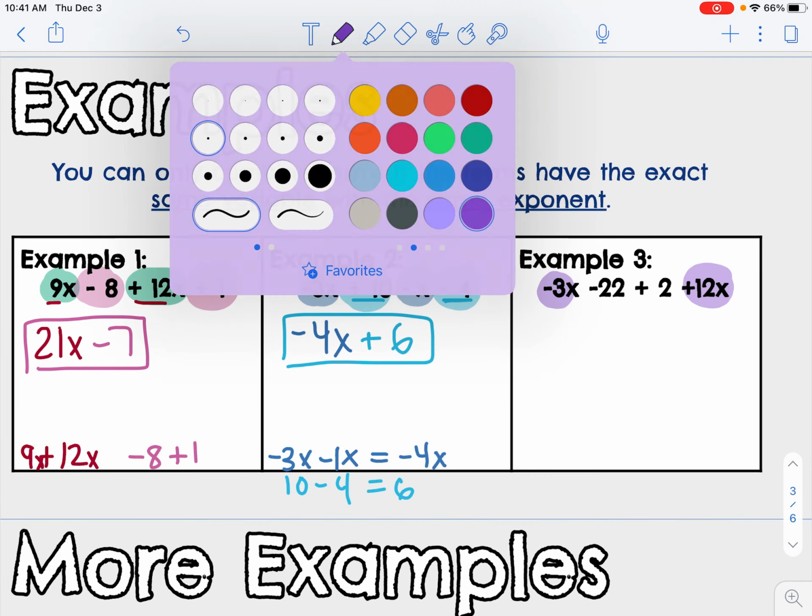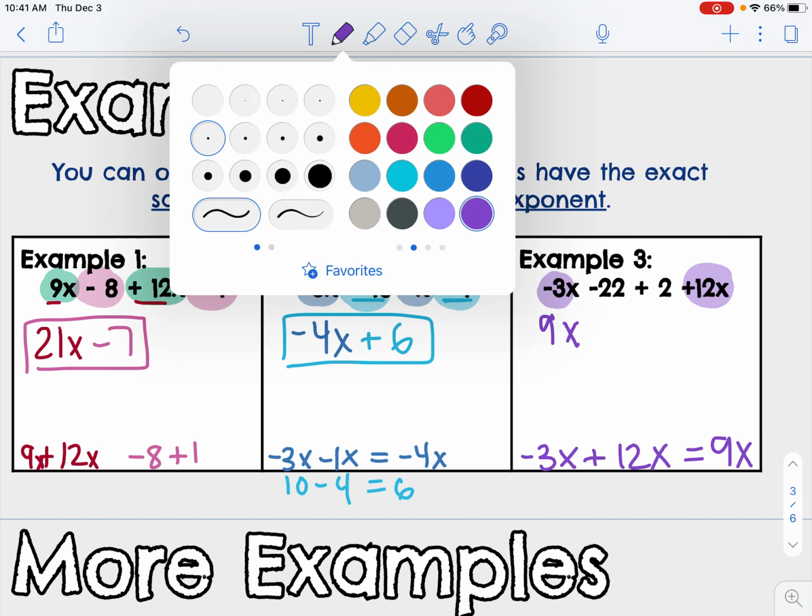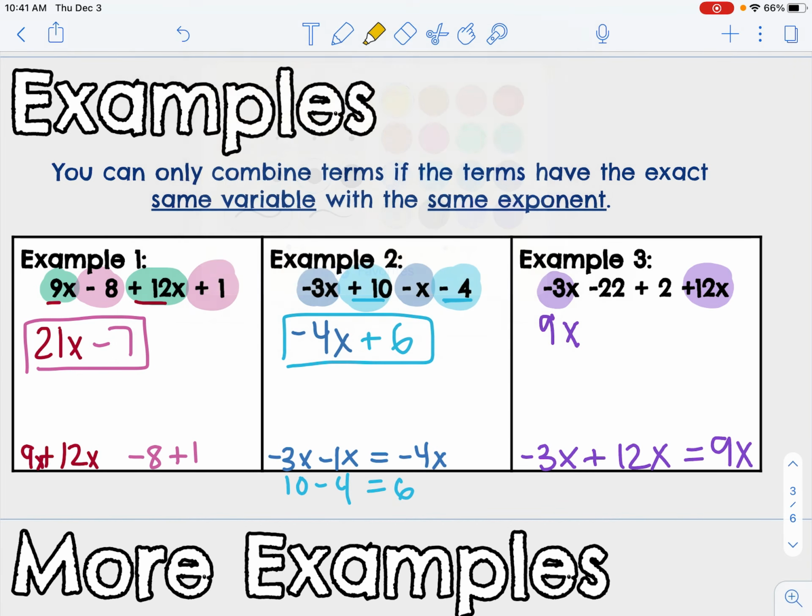So if you're thinking about that, that would be negative 3x, and then we have plus 12x. So you're really just adding those numbers and those coefficients for those variables. So this would be negative 3 plus 12. Negative 3 plus 12 is 9. And the next part, we can use yellow, negative 22, and then a plus 2. So we have negative 22 plus 2 would be negative 20. So that is the expression here simplified.